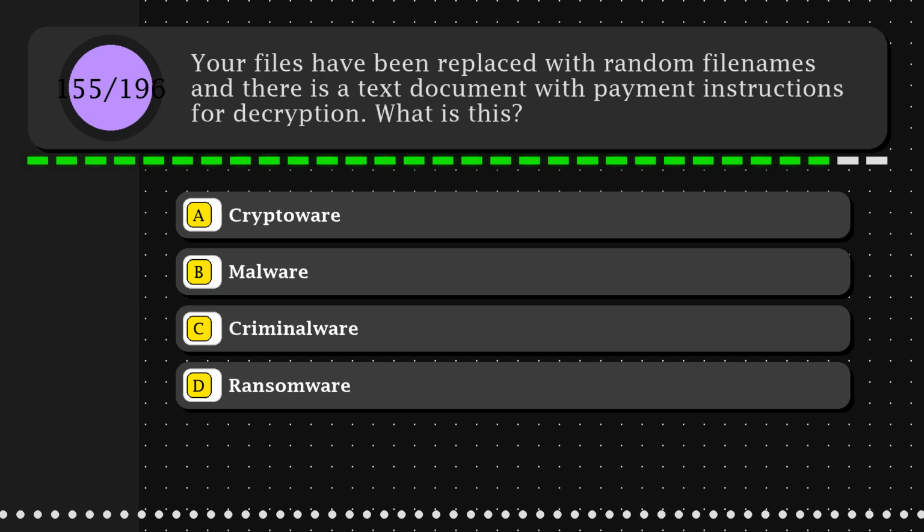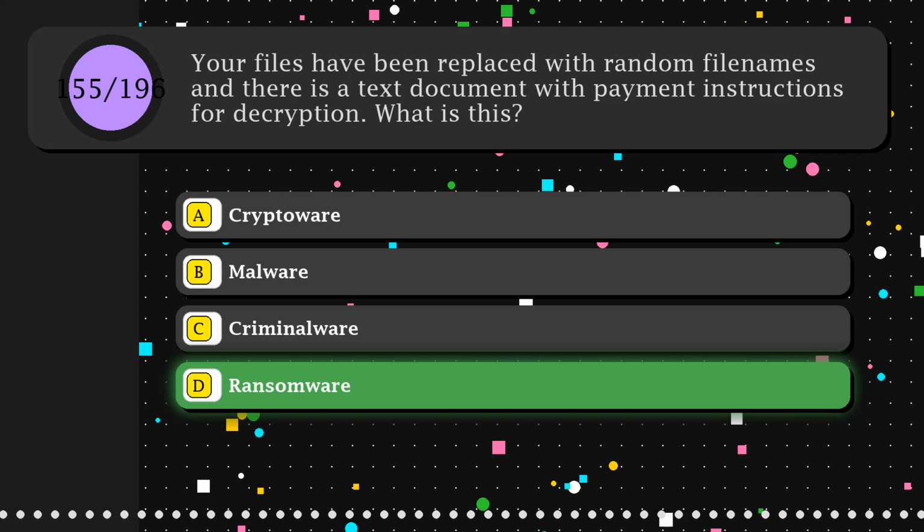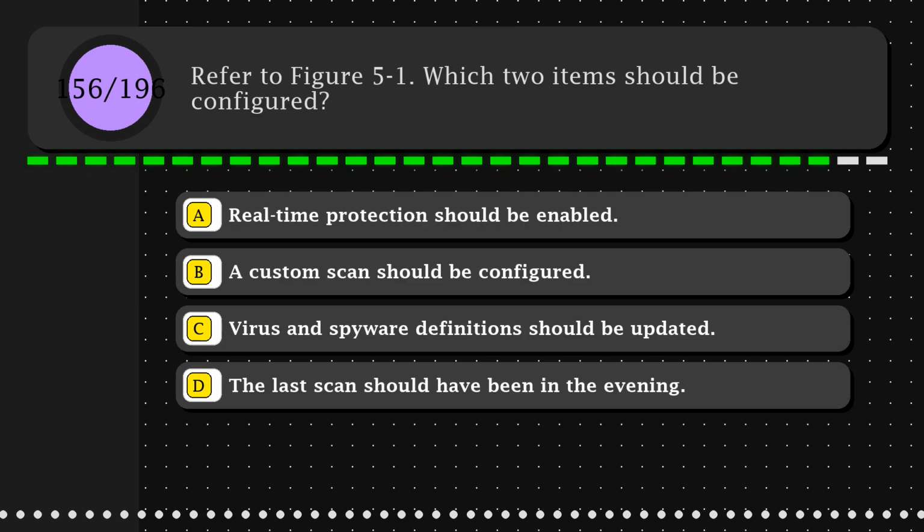Question 155. Your files have been replaced with random filenames and there is a text document with payment instructions for decryption. What is this? Option A. Cryptoware. Option B. Malware. Option C. Criminalware. Option D. Ransomware. The correct answer is option D. Ransomware.